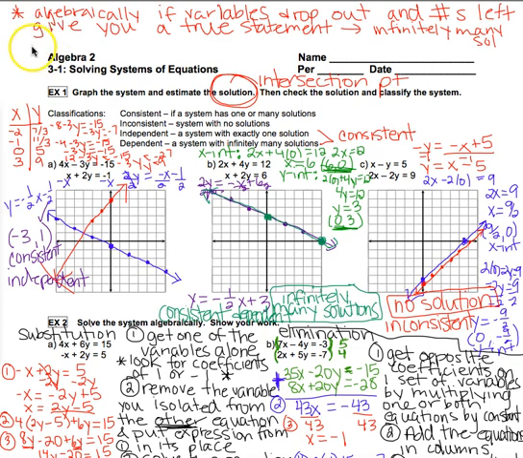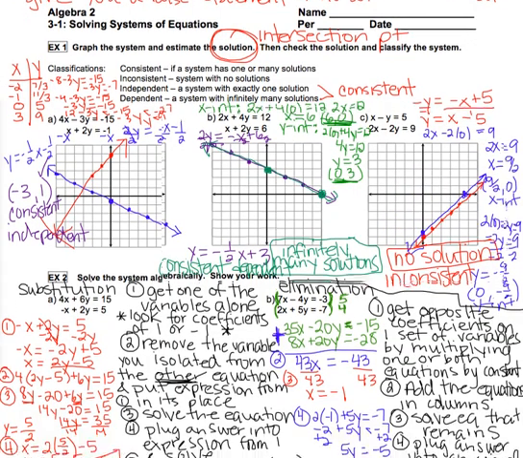If they give you a false statement, then that means that there is actually no real solution. So an example of this would be if your variables drop out and you get 5 equals 5 or 0 equals 0. That would be infinitely many solutions. If they drop out and you get like 0 equals 7, that's a false statement that would be when we have no solution.